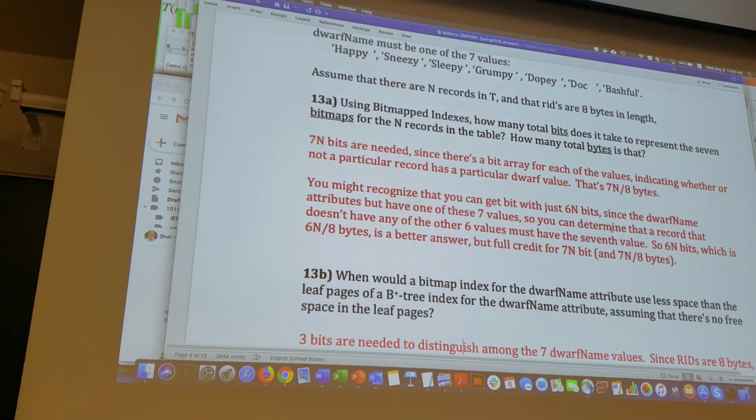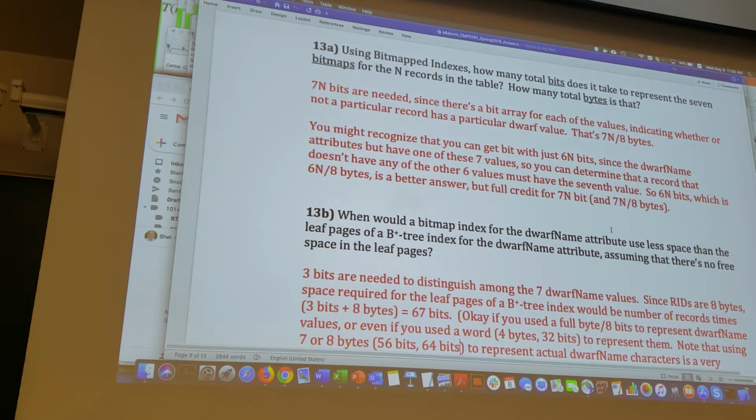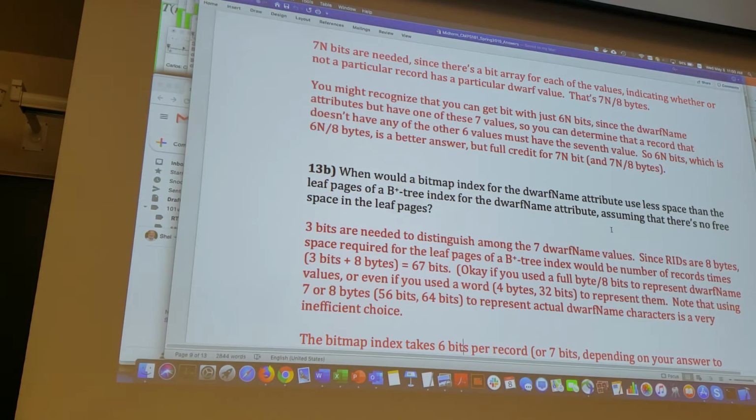So that's all there. And now, next part, suppose that you have, and we're talking just about the leaf pages of a B-tree index with no free space there. So, how many bits do you need to deal with that? Well, again, reasonably loose about how that gets dealt with. You only need 3 bits to distinguish among the 7 dwarf names. You don't need all the characters that are there. You need 3 bits to be able to distinguish among them. The RIDs are 8 bytes, so you add together, and that would be 67 bits.